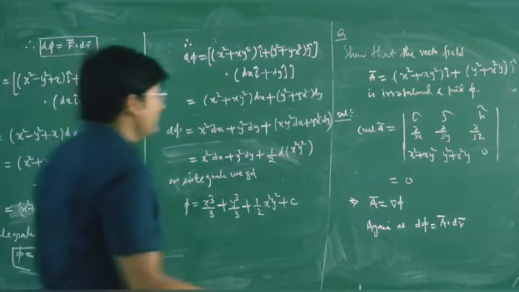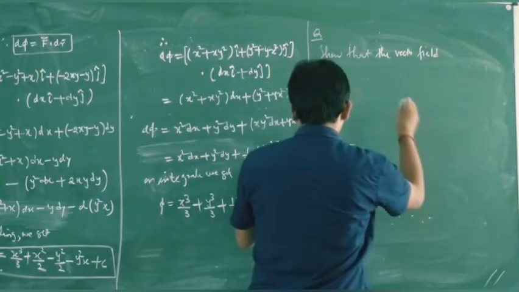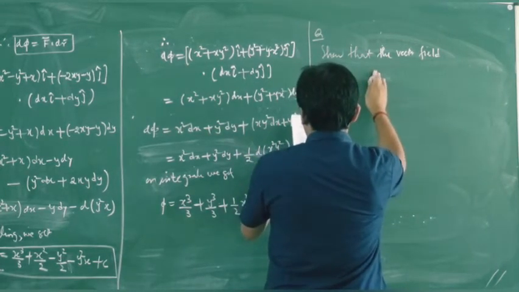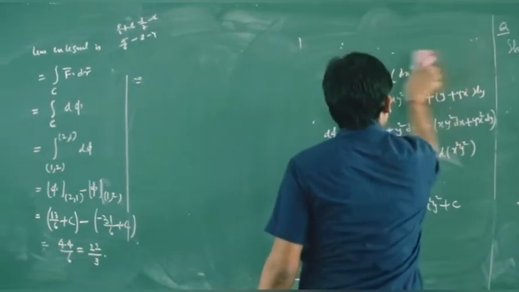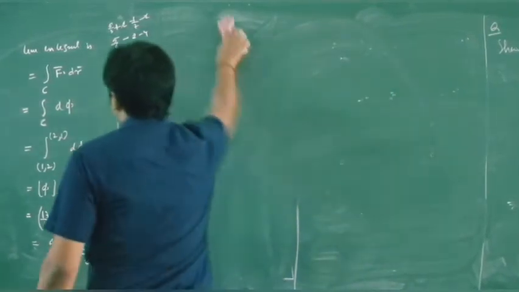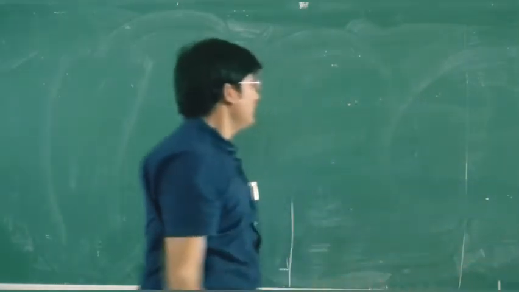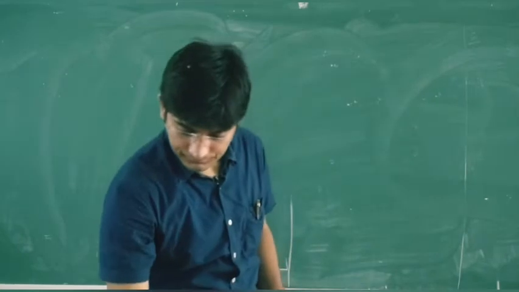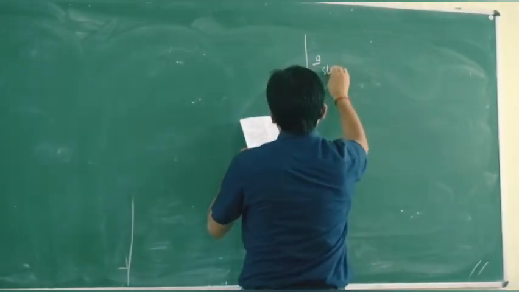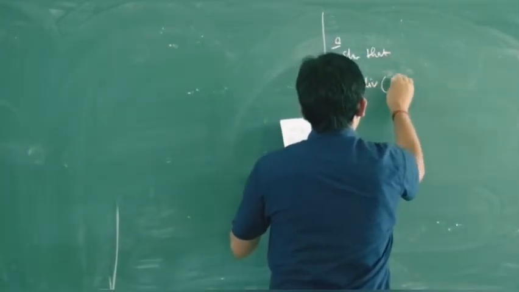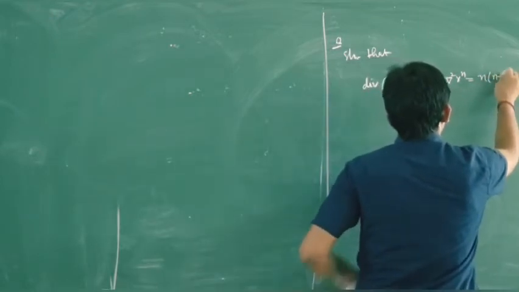Then one more question of this type. Show that the divergence of grad r power n is equal to del square r power n, which is equal to n into n plus 1 into r power n minus 2.